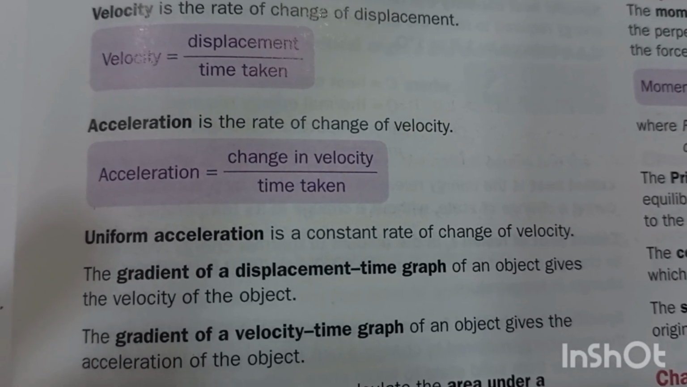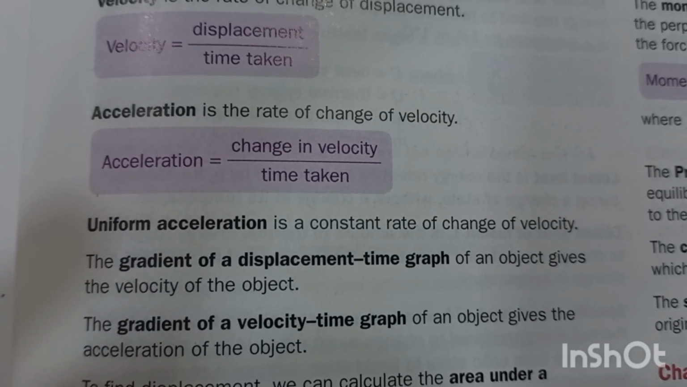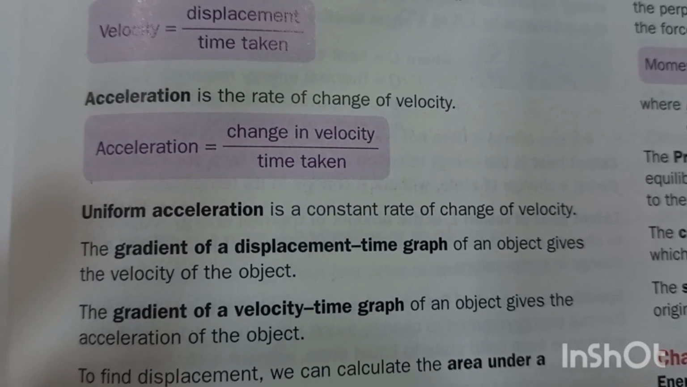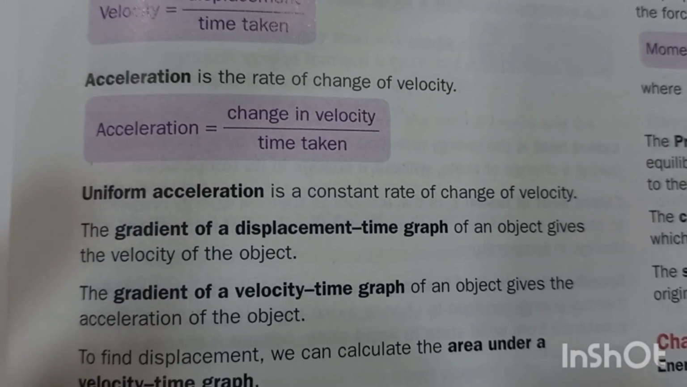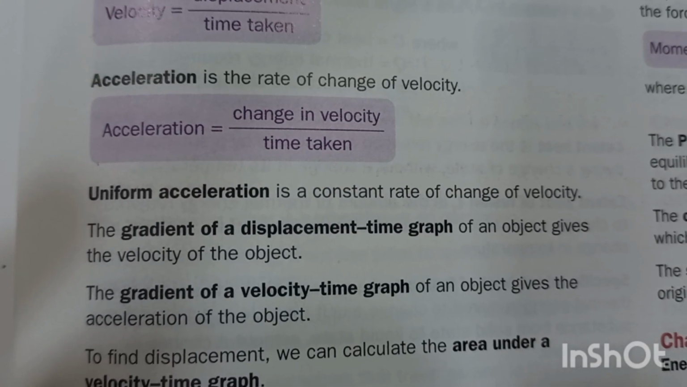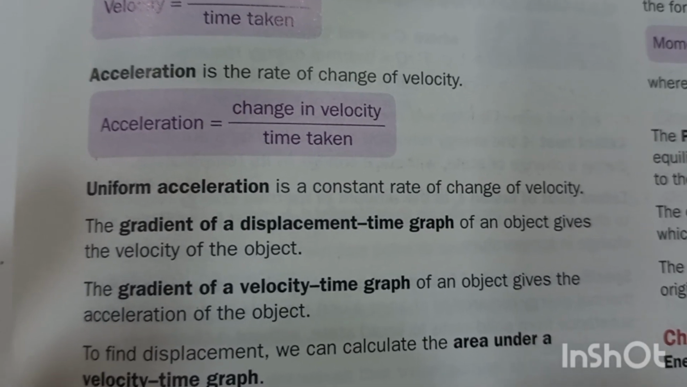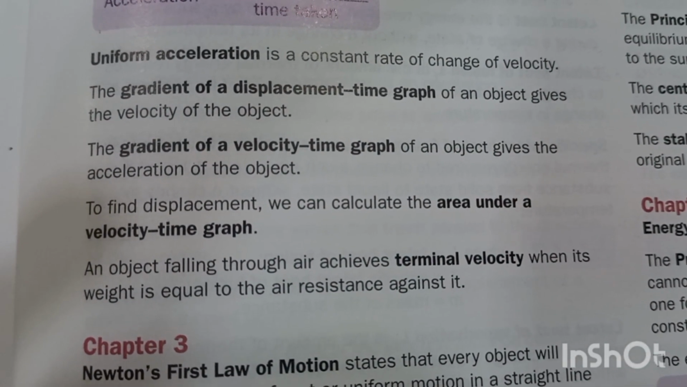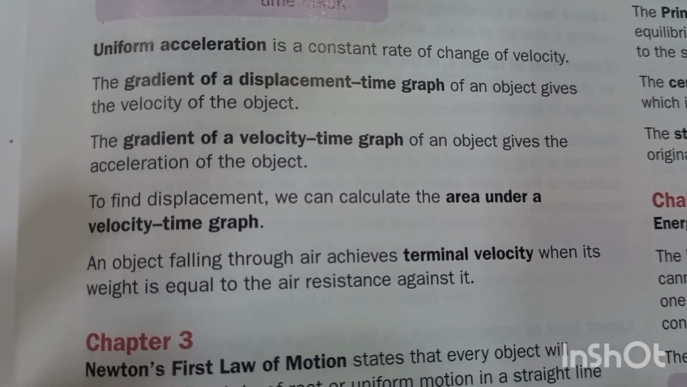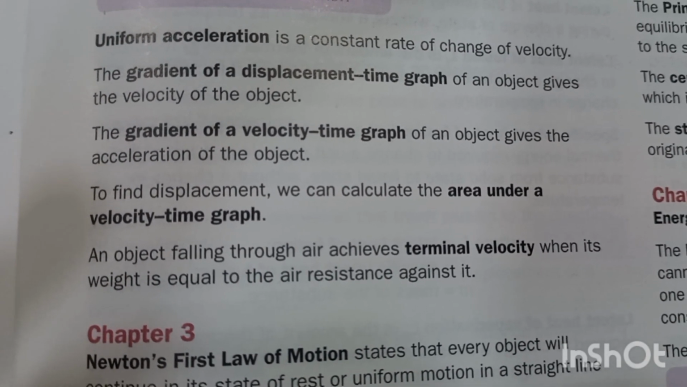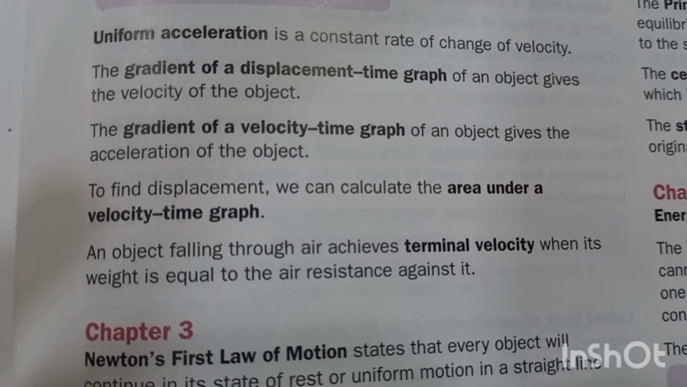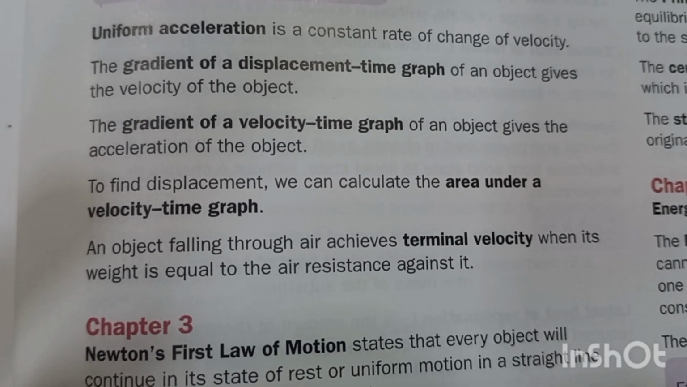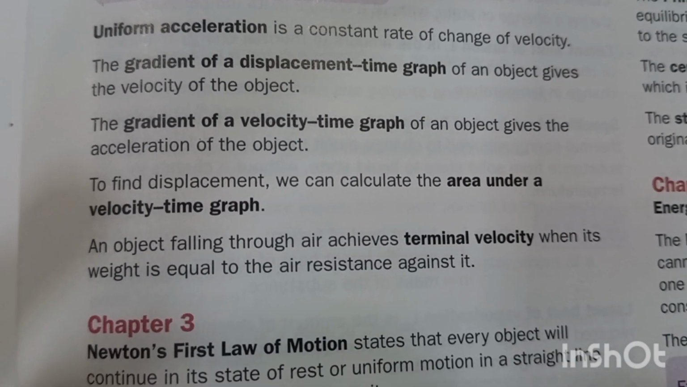Acceleration. The acceleration is the rate of change of velocity. Acceleration is change in velocity divided by the time taken. Uniform acceleration is a constant rate of change of velocity. The gradient of a displacement-time graph of an object gives the velocity of the object. The gradient of a velocity-time graph of an object gives the acceleration of the object. To find displacement, we can calculate the area under a velocity-time graph.